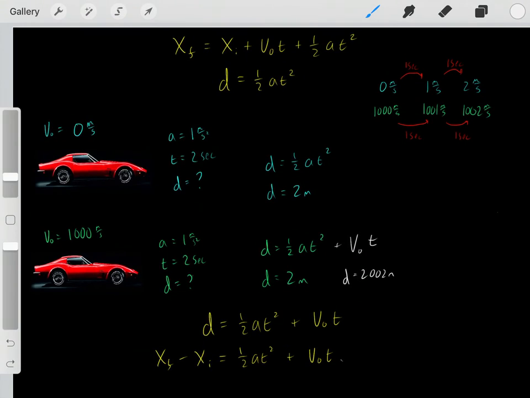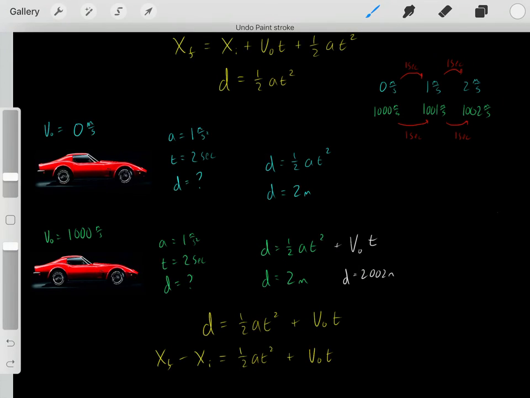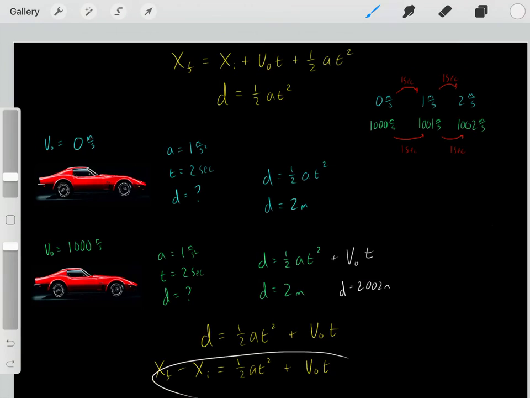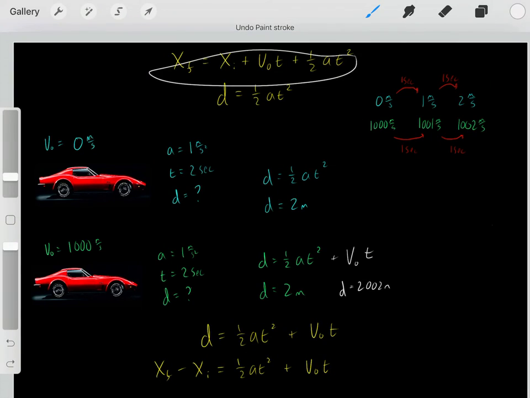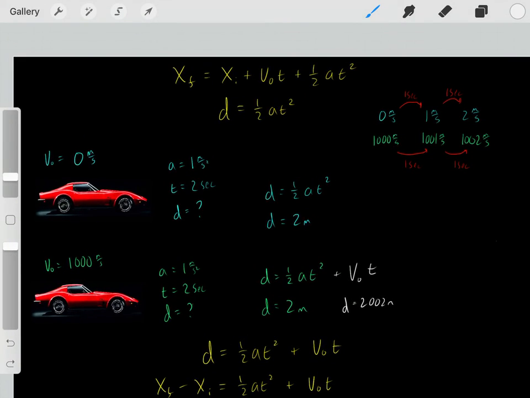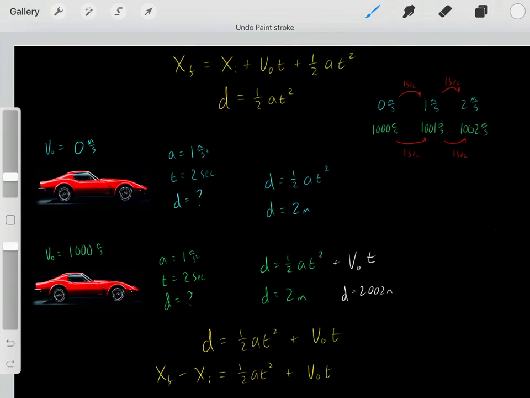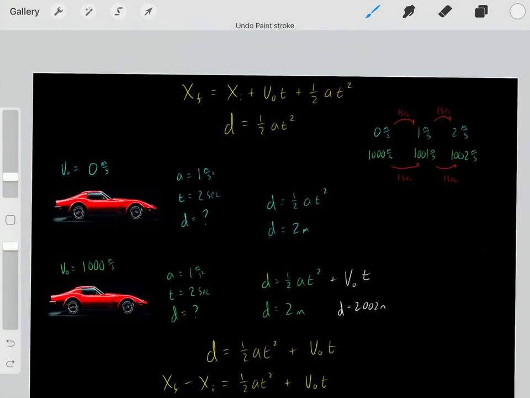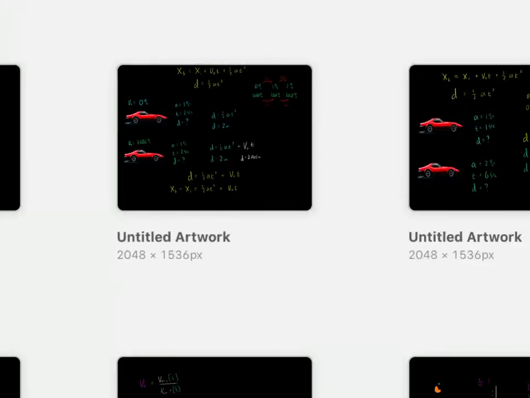And notice, this is our initial displacement formula. It's just a little rearranged. I added the initial location to both sides, but if you do some rearrangement, this is the displacement formula. It looks a little complex and intimidating, but it's not so bad. Really, all it's saying is you can find the distance traveled as long as you know these variables. So that's the displacement formula.